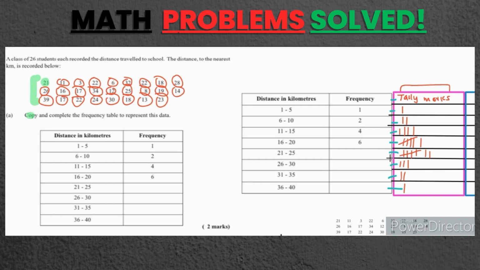So we will count the frequencies. 1 here, 2, 4, 6. These are already given, and here the frequency is 7, it's 3, it's 2, and it's 1. So we have completed the frequencies here, right?